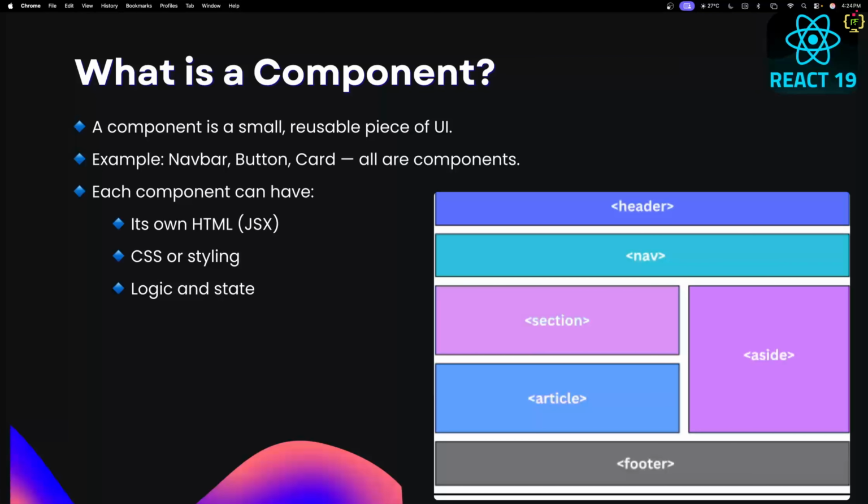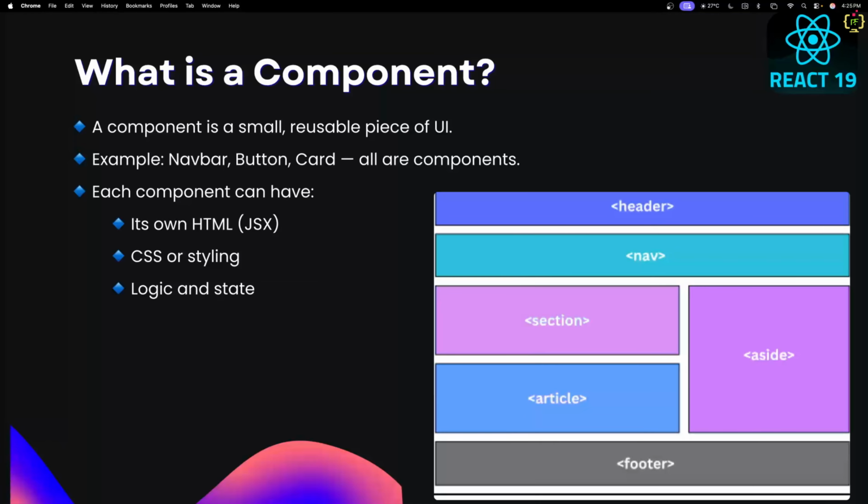So for simplification, you can think of your UI as a tree of components where one component can contain many smaller components. This modular approach is what makes React so powerful, because instead of managing a giant HTML file, you build small maintainable pieces that work together. And each component can have its own HTML, which is basically JSX, JavaScript XML, and CSS for styling, and separate logic and state management for every individual component.